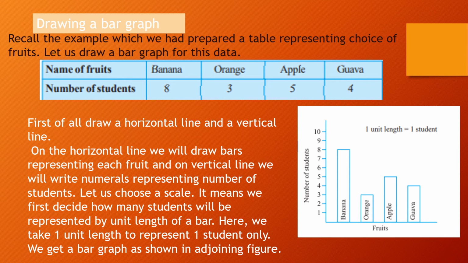It means we first decide how many students will be represented by the unit length of a bar. Here we take 1 unit length to represent 1 student only, because here the maximum number of students to be shown is 8. Therefore, we can easily take 1 unit equal to 1 student itself. We get a bar graph as shown in the adjoining figure. All of you try this bar graph yourself.